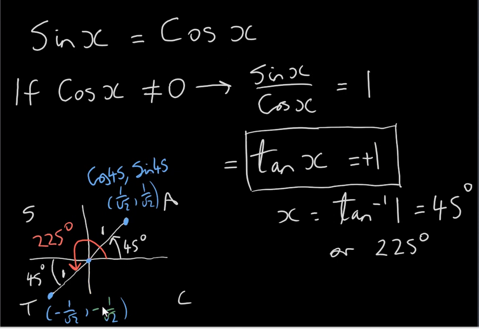So the y value here is the sine of 225. The x value here is the cos of 225. So the tan of 225 is sine 225 divided by cos 225. Minus 1 over root 2 divided by minus 1 over root 2 is plus 1. So we found two values that lie between 0 and 2 pi.